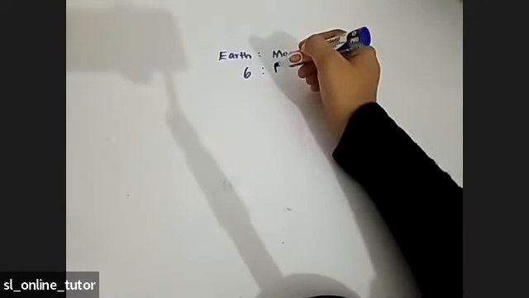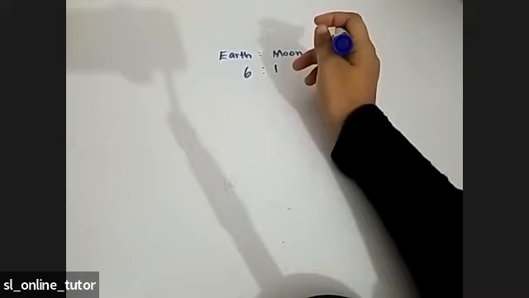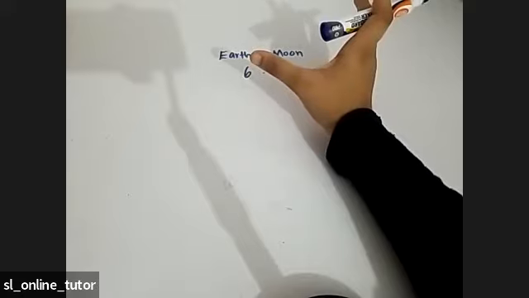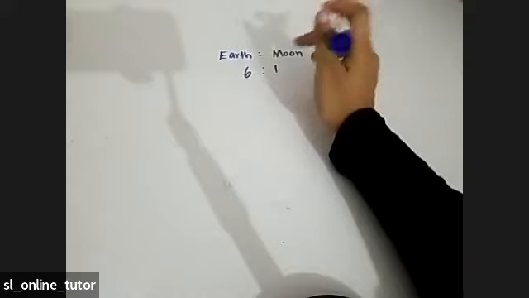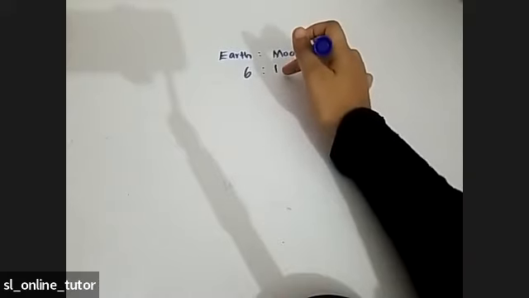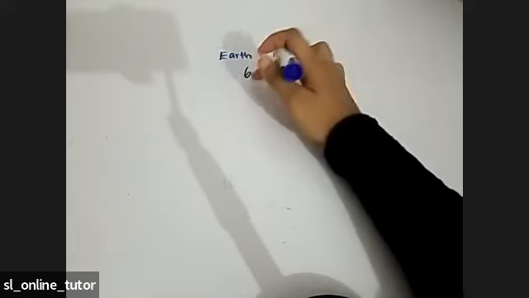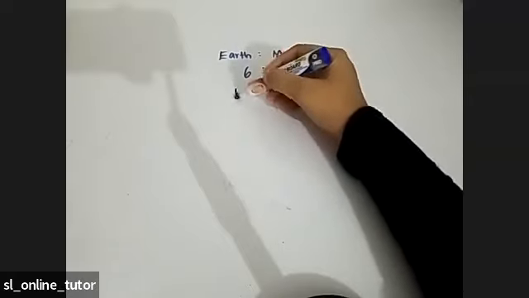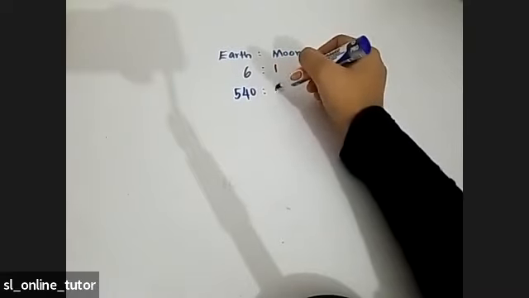Okay. How much would the weight of an astronaut be on the moon if his weight on the Earth is 540 Newton? Let me repeat the question again. If you compare the weight of an object on the Earth and moon, if the weight of the object on moon is 1, weight of the object on Earth is 6. So they are asking, if an astronaut goes and stands on the moon, whose weight is 540 Newton on Earth, what is his weight on moon?